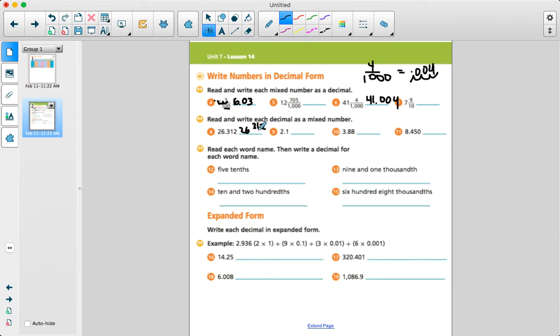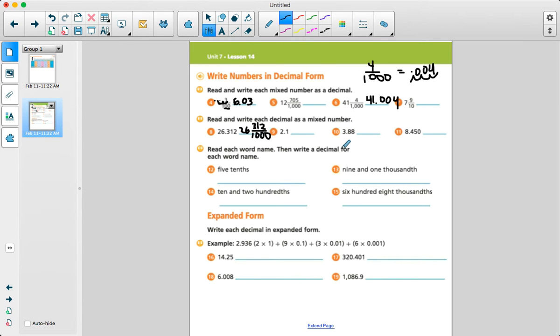And then on the bottom of my fraction, I'm going to write 1,000. You do just kind of have to memorize this place value, that it goes tenths, hundredths, thousandths. And that'll help you solve these problems a lot quicker.